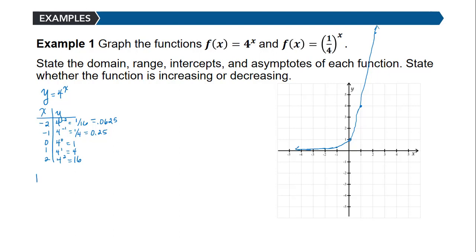And so we can state these things. The domain of that function is all real numbers, negative infinity to infinity. The range is from 0 to infinity, because my output is never negative. We have a horizontal asymptote at y equals 0. And because the base is 4, the function is increasing. And one other thing, the y-intercept is the point 0, 1. There is no x-intercept.